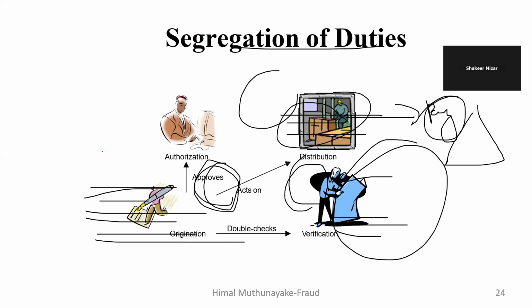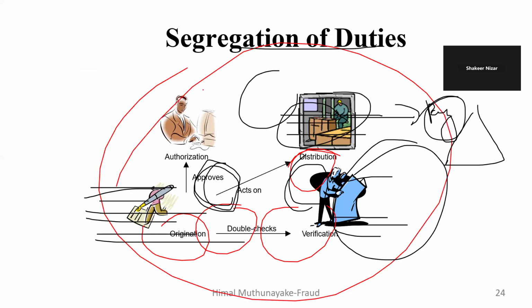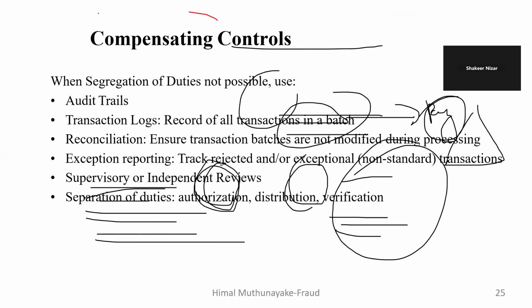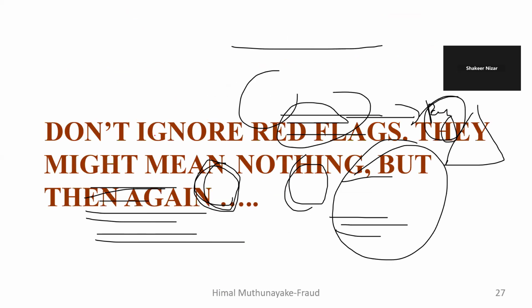Segregation of duties: authorize, approve, originate, double check, verify, distribution. Segregation of duties, SOD, is a must. Compensating controls when segregation of duties is not possible: use audit trails, transaction logs, reconciliation, exception reporting, supervisory and independent review. Don't ignore red flags. They might mean nothing, but then again.